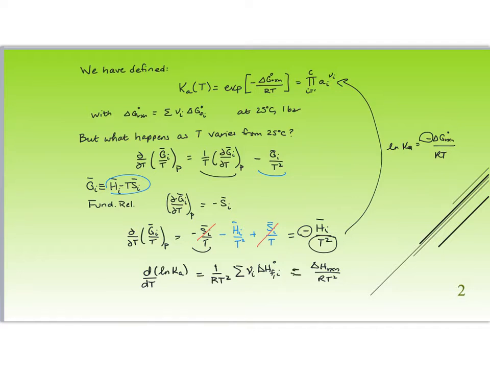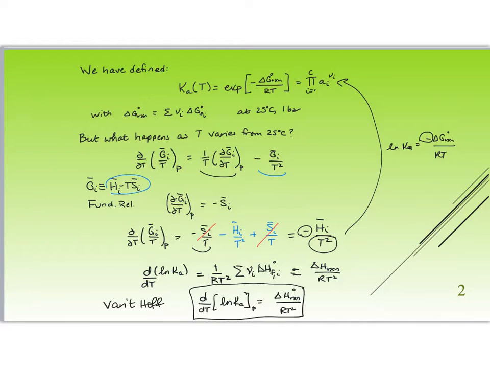And I end up with what is called the van 't Hoff equation, which says that d/dT of the natural log of Ka, holding pressure constant, is the heat of reaction all over RT squared. And again, the van 't Hoff equation.